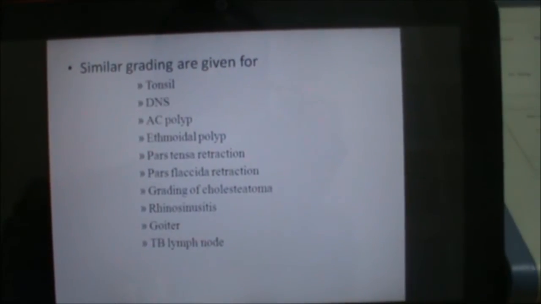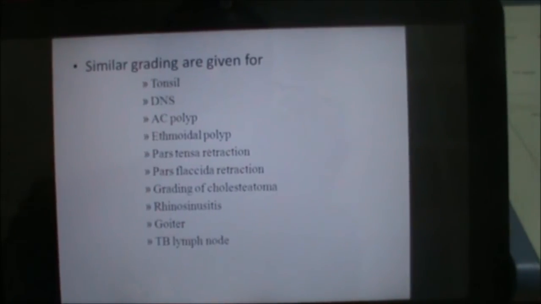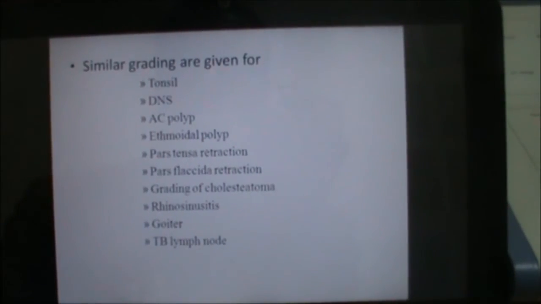Then there is a grading for cholesteatoma, which is both radiological and clinical. Then there is a rhinosinusitis grading, and grading for goiter and tuberculous lymphadenopathy.